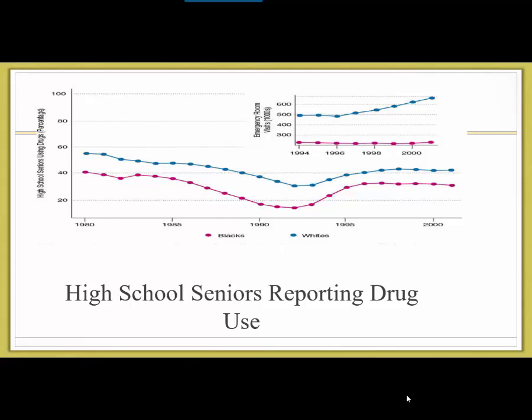But ER visits are a much more objective data source than self-reports. And what you see between 1994 and 2000 is that African American seniors were a lot less likely to go to the emergency room for a drug-related visit than white seniors. And then you can see that, especially from 1998 onward, that sharp uptick in white seniors.